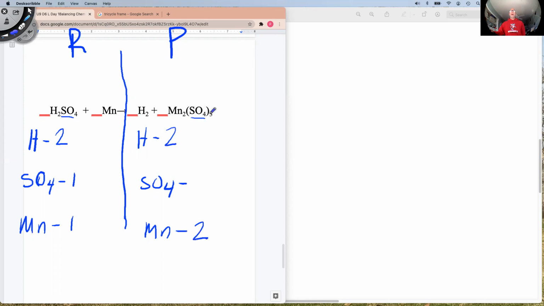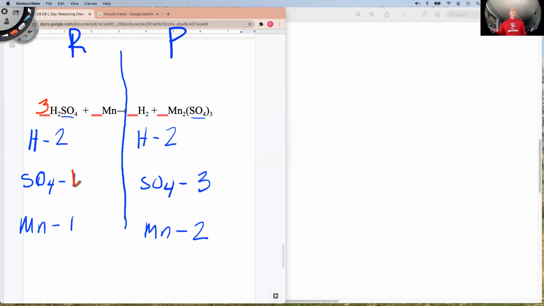How many sulfates do we have? We have 3 sulfates. So right away we can go, okay, I have 3 times more sulfates on this side, a 1-to-3 ratio, which means I need 3 times that over here. So what am I gonna do? This is just how Mr. Pevig does it. You can do it any way you want to, right? Your hydrogens are balanced, sulfates are not balanced, so we're gonna need to put a 3 here.